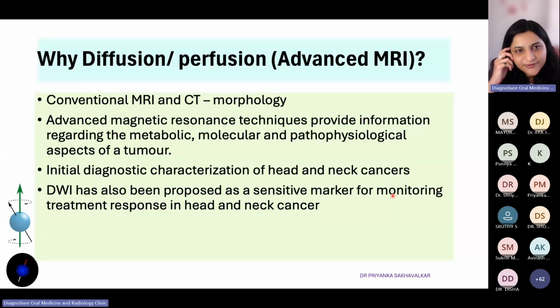Now, why go for diffusion, perfusion, or advanced MRI? Conventional MRI or CT continue to be the primary imaging modalities for evaluating head and neck cancers. However, both of these modalities rely only on volumetric and morphological criteria. So we can see the anatomy, but we do not know what physiology and pathology is going on. The pathophysiological process may not be clear, so they suffer from low sensitivity or accuracy when making a diagnosis. I will show you some examples where it is more important. Moreover, post-treatment changes can be difficult to separate from tumor recurrence, as both may present with similar imaging features.